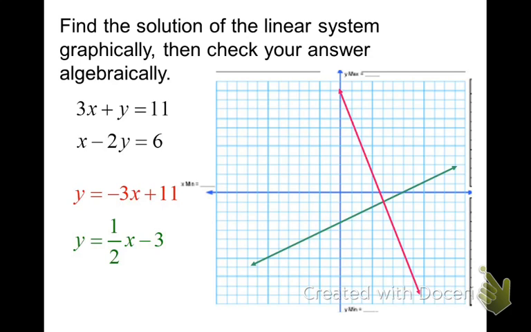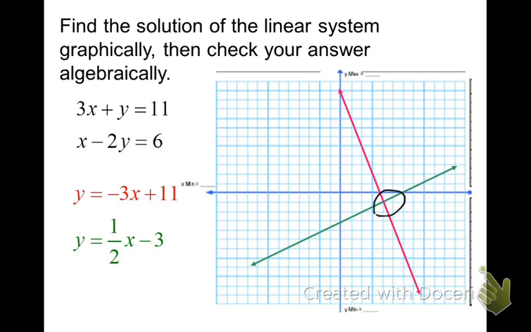So you could see the red equation has an infinite number of points that make the red equation true, and there are an infinite number of ordered pairs, and they're all the ordered pairs that are on the line. And the green equation has the same thing, an infinite number of points that make the green equation true. They're all the ordered pairs that are on that line. But there's only one point that's going to make both of the equations true at the same time, and that's where they intersect.